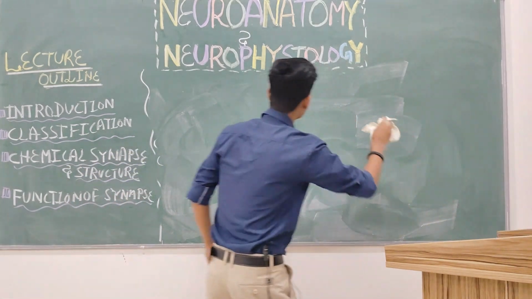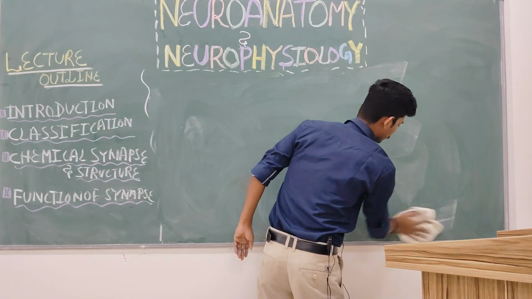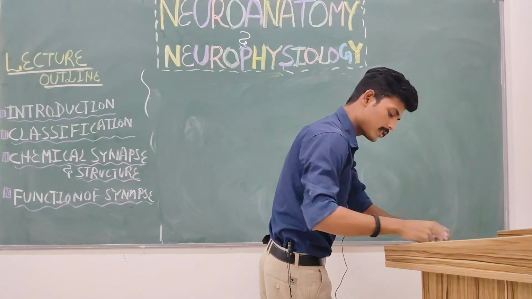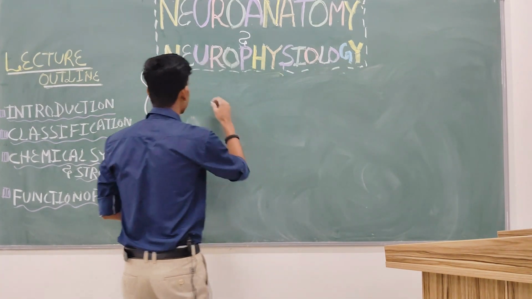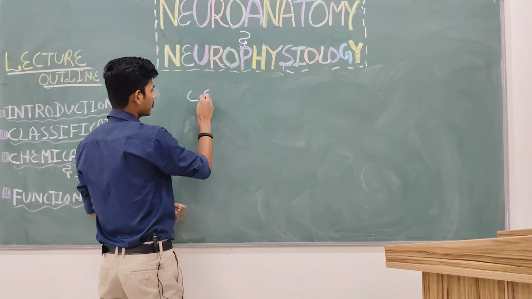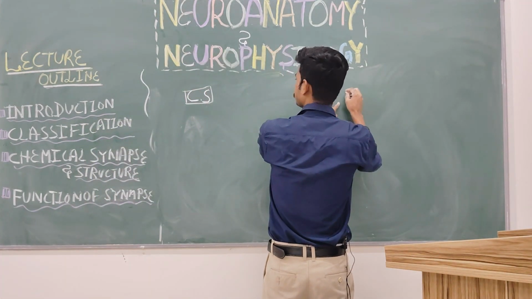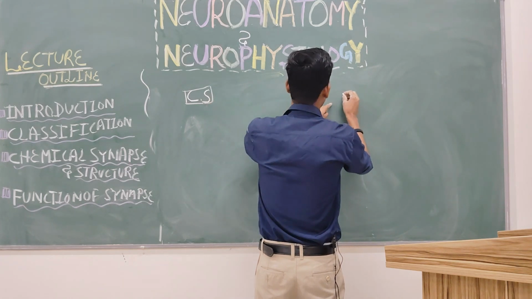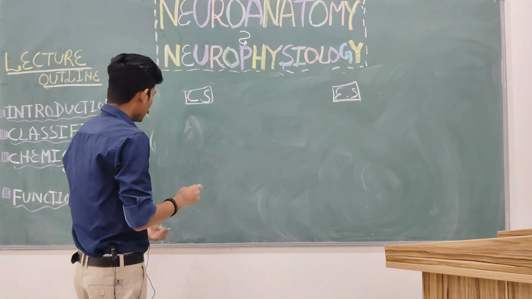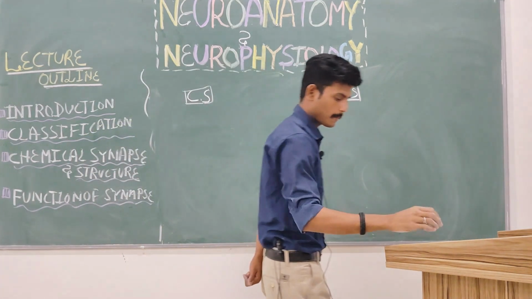Now we'll take the help of a diagram to build our concept about the synapse, the two functional classifications of the synapse. One is called the electrical synapse, another is called the chemical synapse. Here I am describing the chemical synapse, again using the shortcut CS, and here I am describing the electrical synapse. So first come to the electrical synapse.